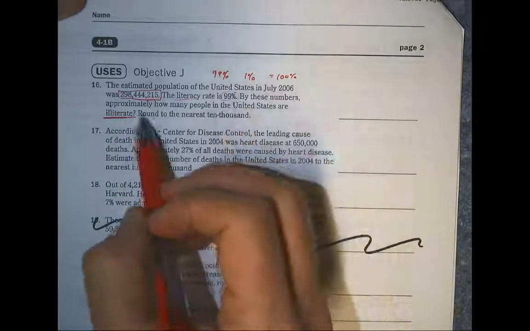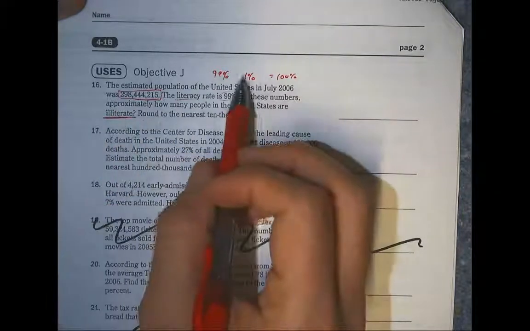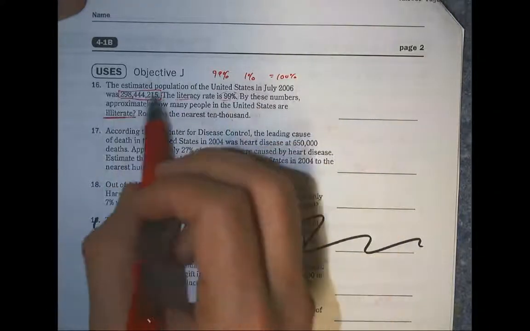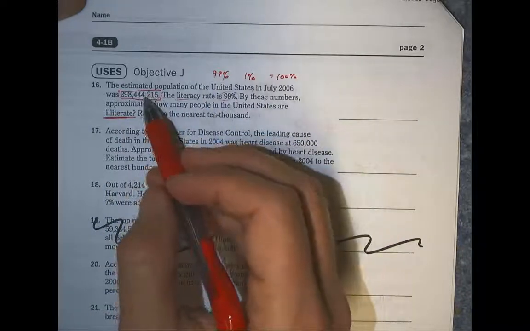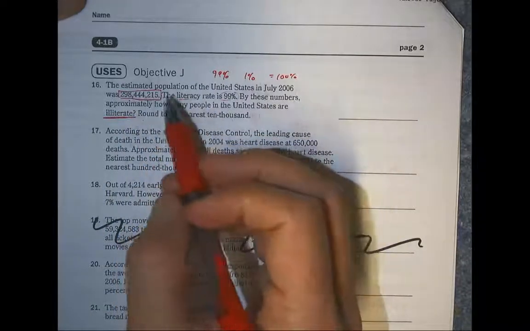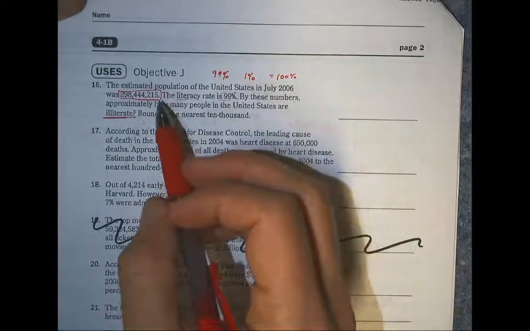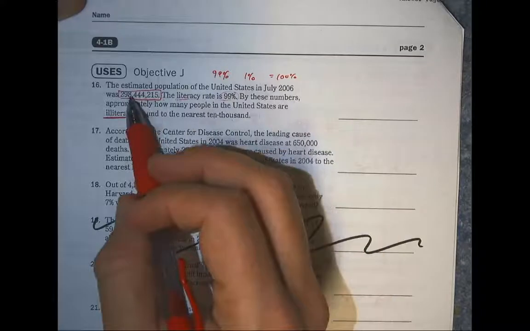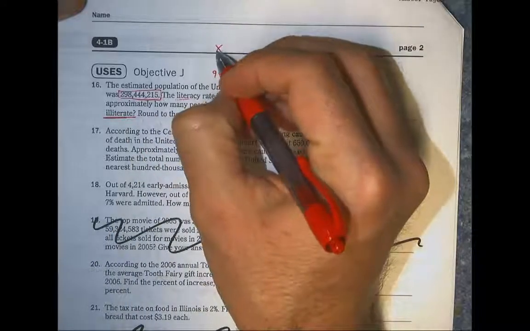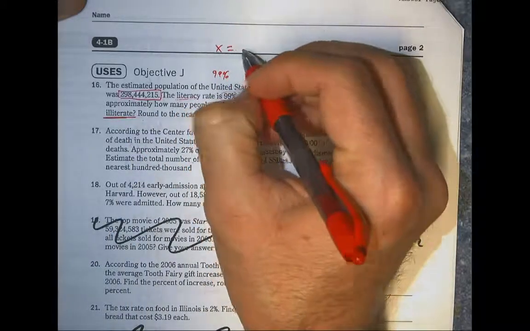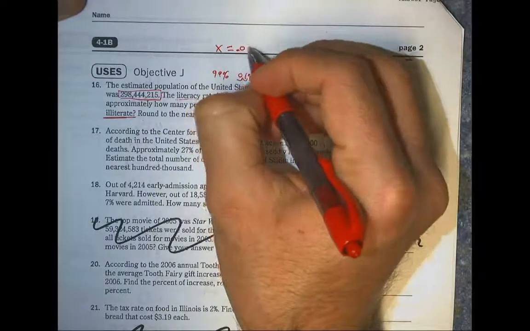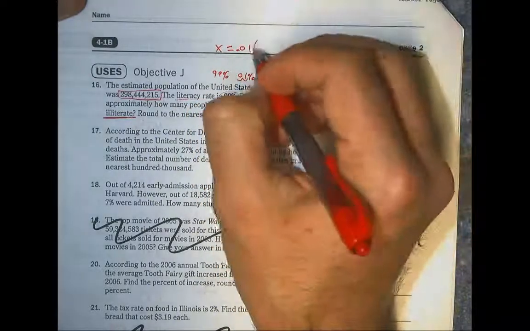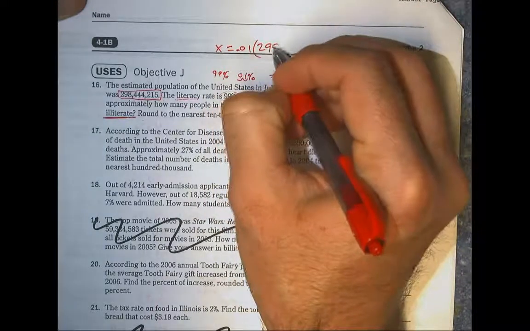So first of all, we're trying to find out how many people are illiterate. That's the 1%. So we need to find 1% of this. You could find 99% of it. That's the amount of people that can read. And then you'd have to subtract it away from that to find the 1%. So let's not add extra work, even though it'll get us the correct answer. Let's just find 1% of this. So what is 1%? Move it 2 spots to the right. That adds a 0.01. 1% of this big number.